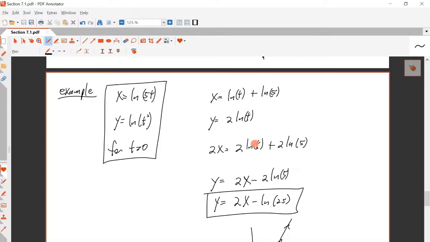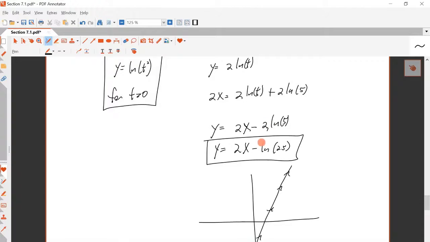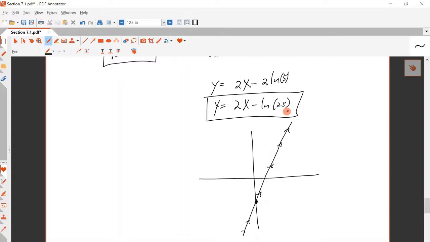Therefore, well, this is y. So y is equal to 2x minus 2 natural log of 5. 2 natural log of 5 is natural log of 5 squared, so that's natural log of 25. All right, so that's just a line whose y-intercept is negative natural log of 25.